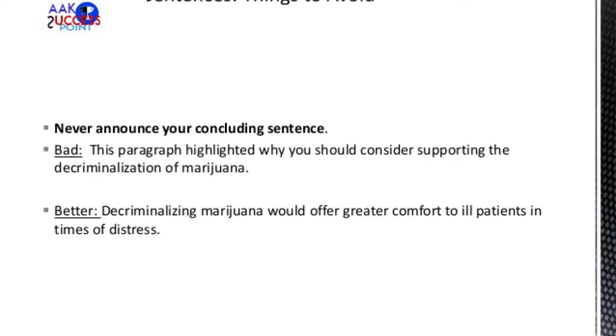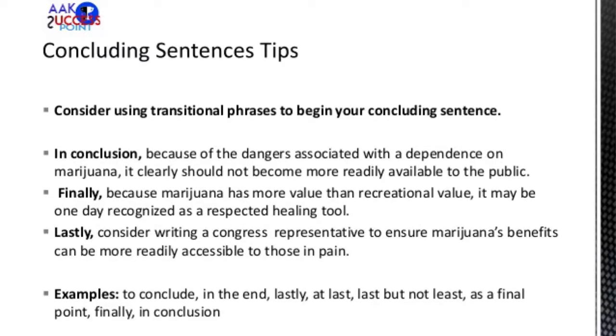Or there may be another option, how you can end your paragraph. And that's a very important tip here, not an option. And what is this? Never announce your concluding sentence. It's a very bad option if you say that my paragraph or this paragraph highlighted why you should consider supporting the legalization of marijuana. Yes. So we see here the extra tip: consider using transitional phrases to begin your concluding sentence.